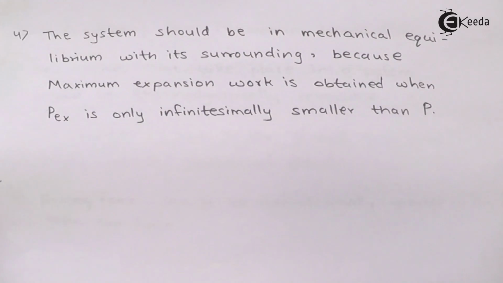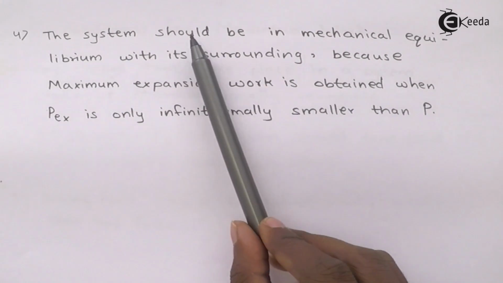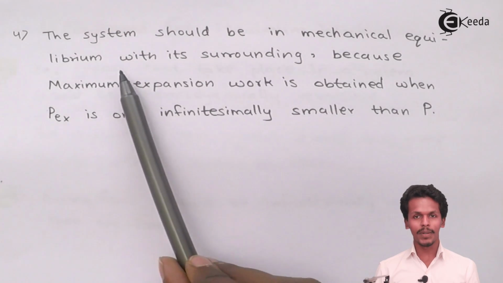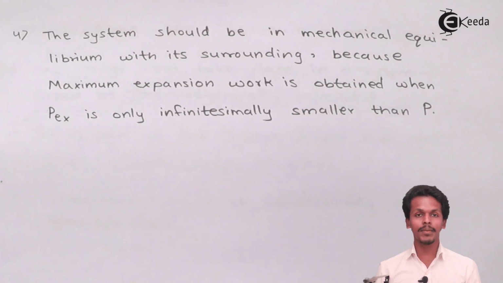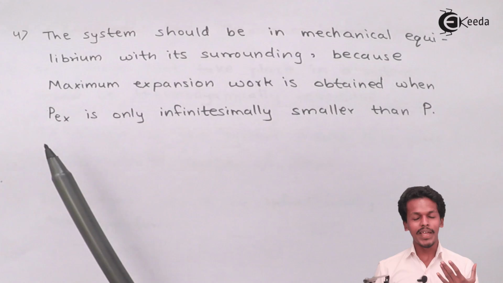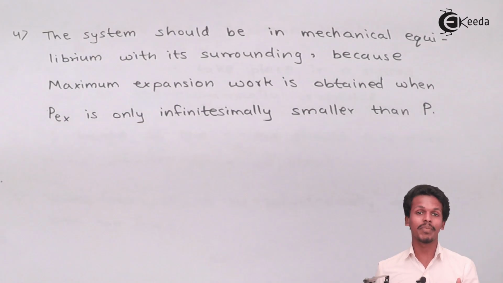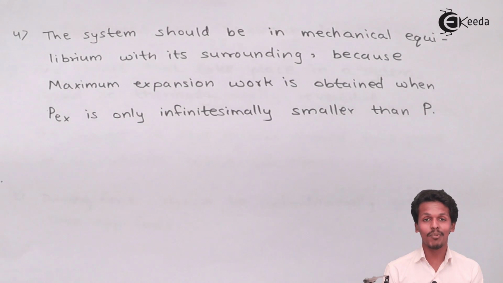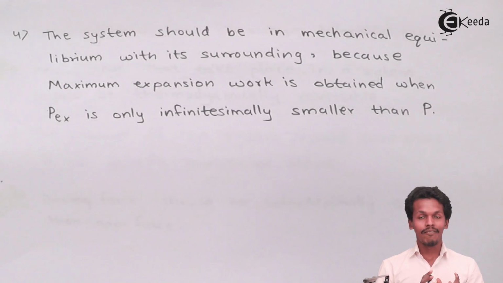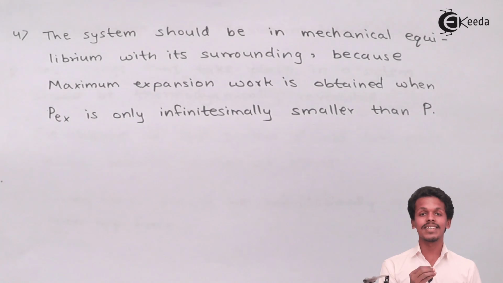And talking about the last one, it says that the system should be in mechanical equilibrium with the surrounding, because maximum expansion work is obtained when the external pressure is only infinitesimally smaller than the pressure of the gas, as in our earlier examples. So this is what the concept of maximum work was. Very easy, but understanding this was very important, because this will help us understand chemical thermodynamics more and more.